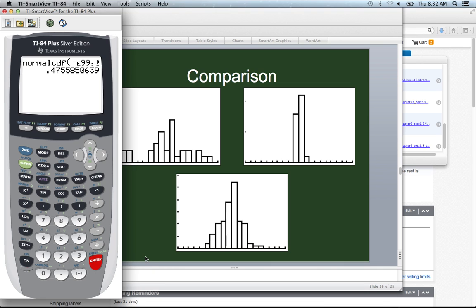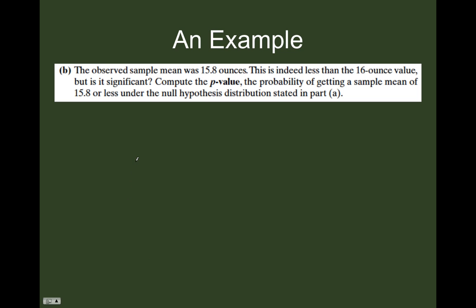And the p-value is about 0.47558. So it's about 0.48, I guess, if I remember right. Either way, this is a big p-value. So no evidence against the null. So the decision here is to not reject.